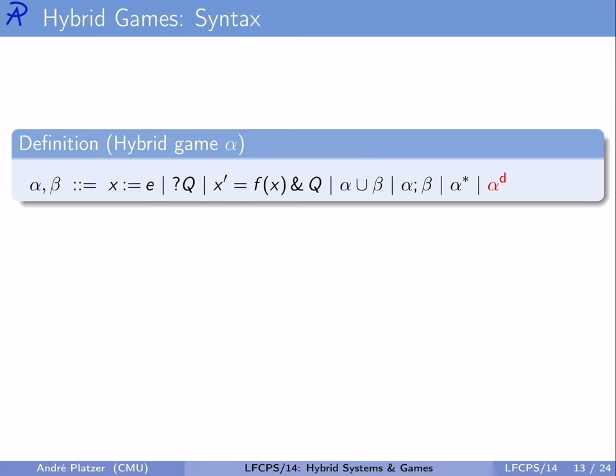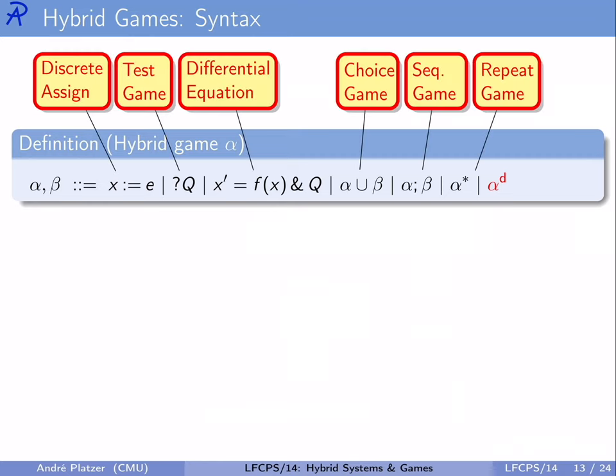It looks very familiar to the hybrid programs language that we already had. Most of the operators are actually the same. We need still a discrete assignment that changes state in an instant of time by assigning the value of the term E to the variable X. We still need a test or challenge game that will check whether the logical formula Q is true at the moment, and if it is, that's great. If it isn't, the Angel player lost prematurely by violating the rules of the game. This is how we can express rules of the game.